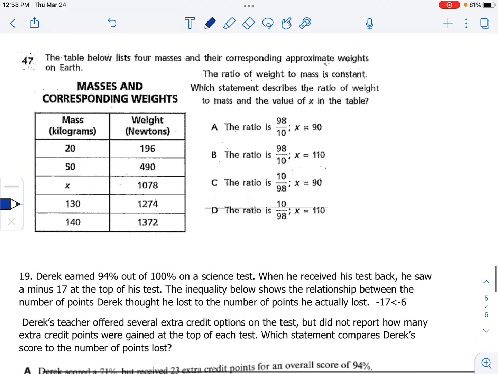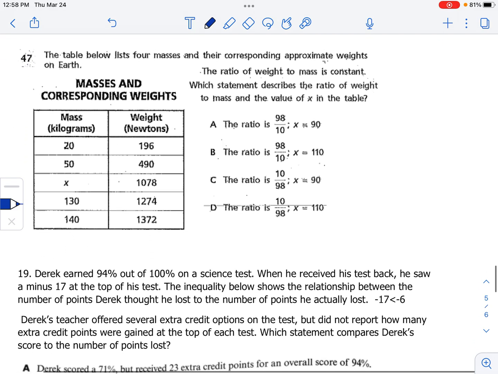All right, let's go to number 47 here. The table below lists 4 masses and their corresponding approximate weights on Earth. The ratio of weight to mass is constant. Which statement describes the ratio of weight to mass and the value of x in the table? So it's saying, what's the ratio of weight to mass?